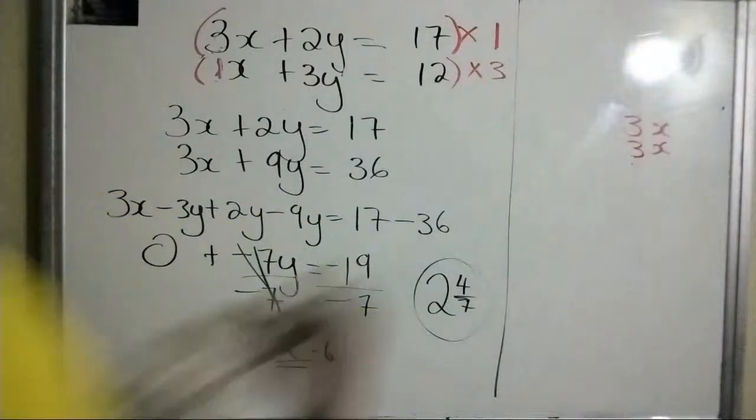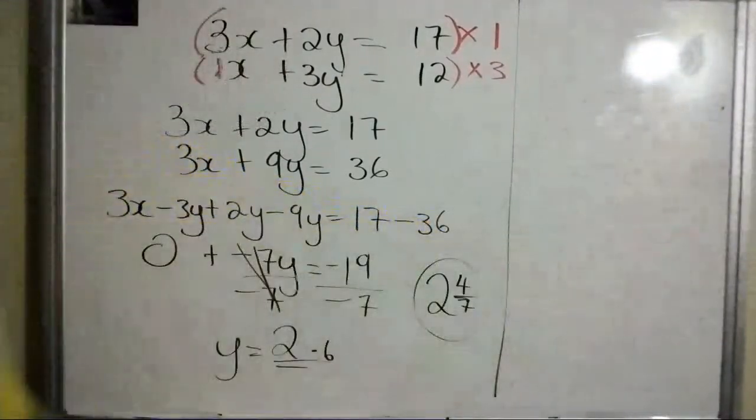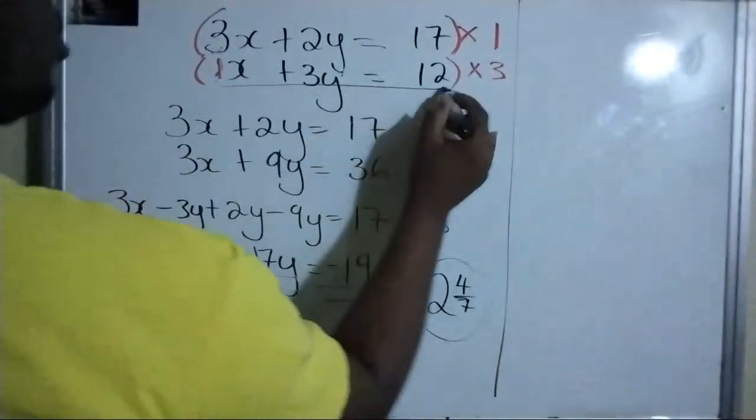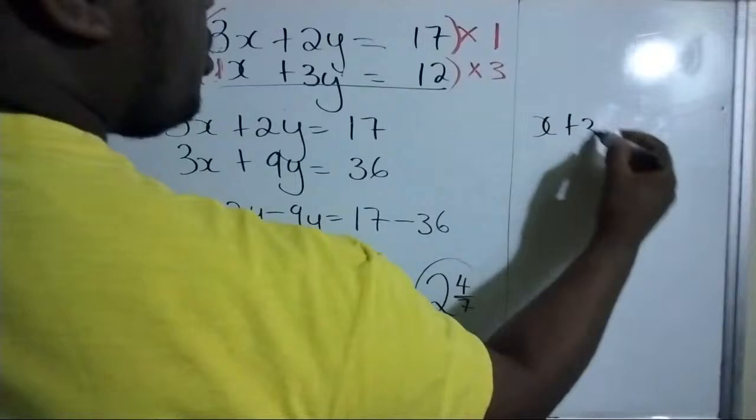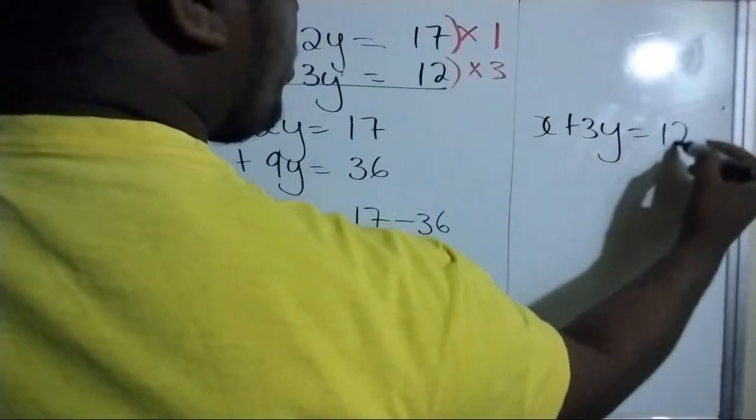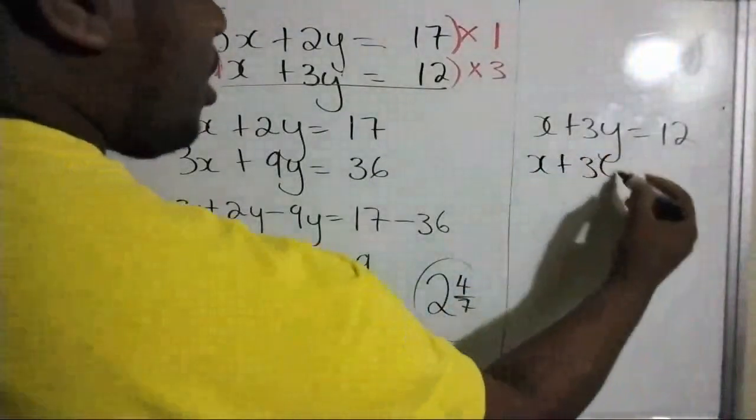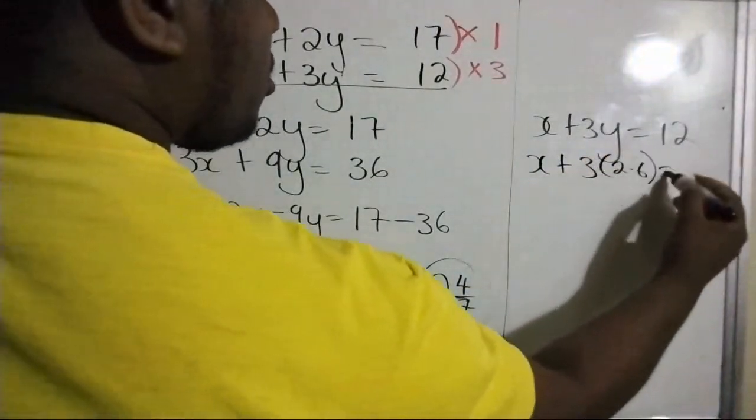Next one I'm going to make be a whole number. Students hate to work with decimals, I don't know why, but I forget, you see. I'm going to use this one though. x plus 3y equals 12. We don't know the value of x, but we know the value of y to be 2.6.